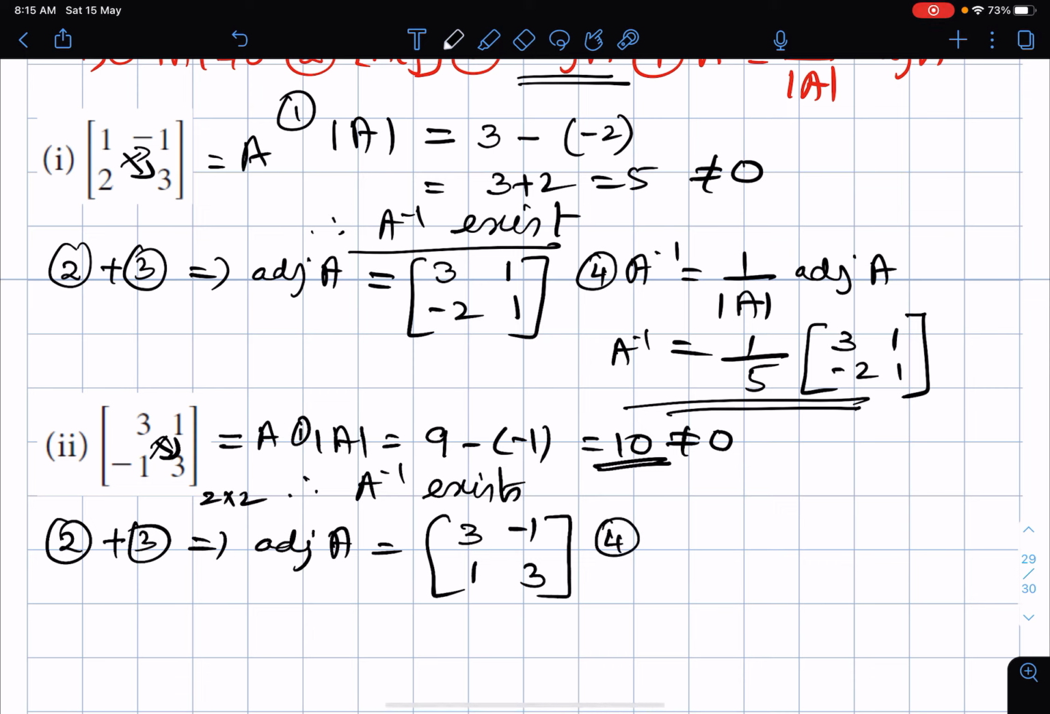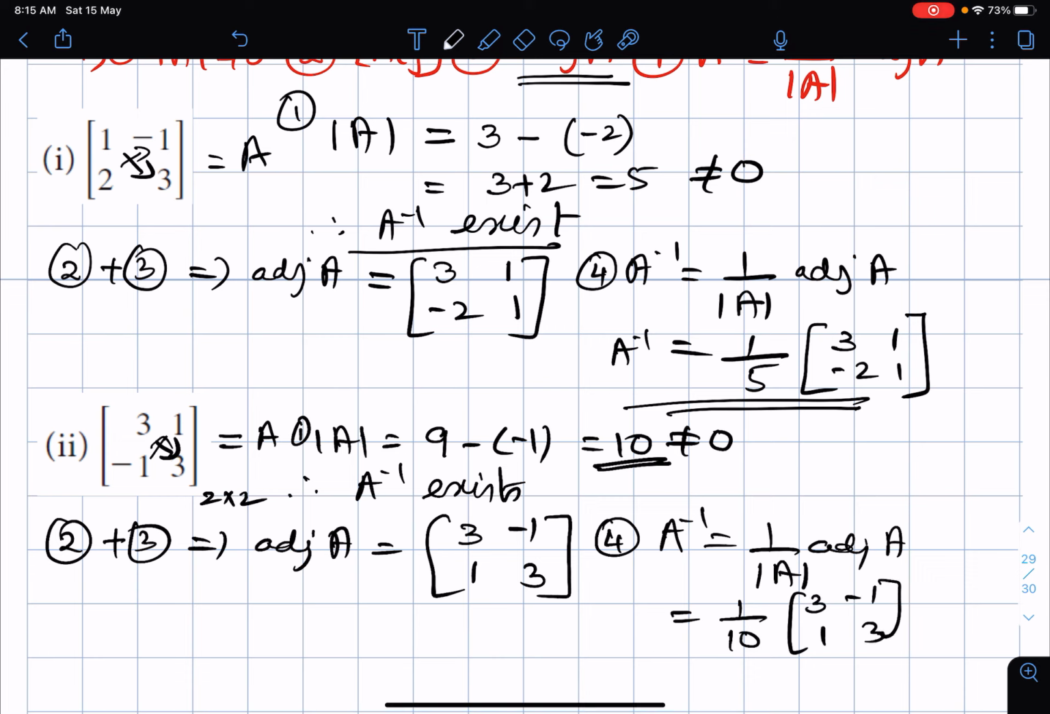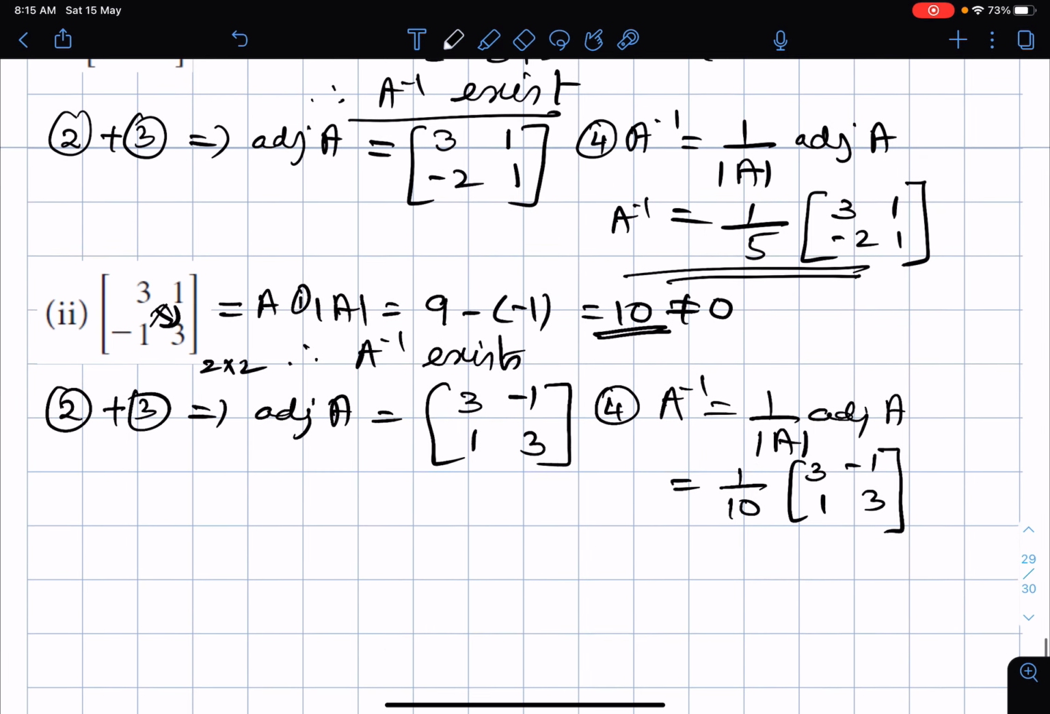Now you are going to go to the fourth and final step, A inverse equals 1 by determinant A into adjoint A. That is nothing but 1 by 10 into adjoint A, which is 3 minus 1, 1 and 3. So this is going to be your final answer for the second subdivision. So 1 by 10 into 3 minus 1, 1 comma 3. This is going to be your A inverse.